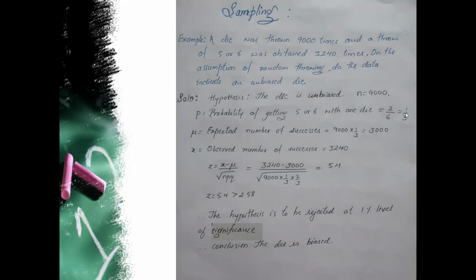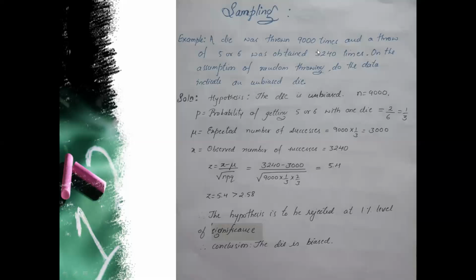Now, expected number of successes. Suppose this is the probability that we get success on one throw, then out of 9,000 times, how many times can we expect success? It is n into p here. 9,000 into 1 by 3, we get 3,000 here. So that implies we can expect that out of 9,000 times, 3,000 times we will get success.